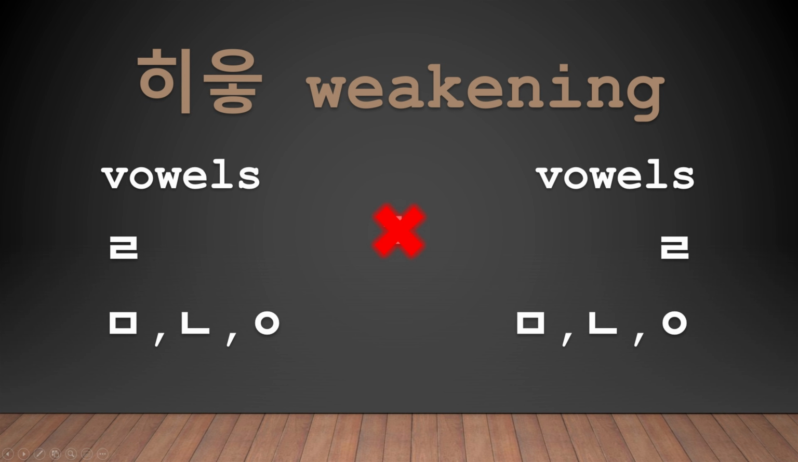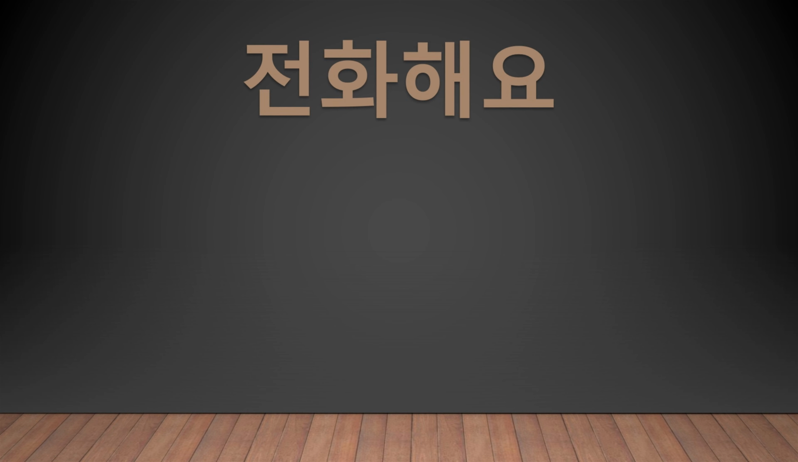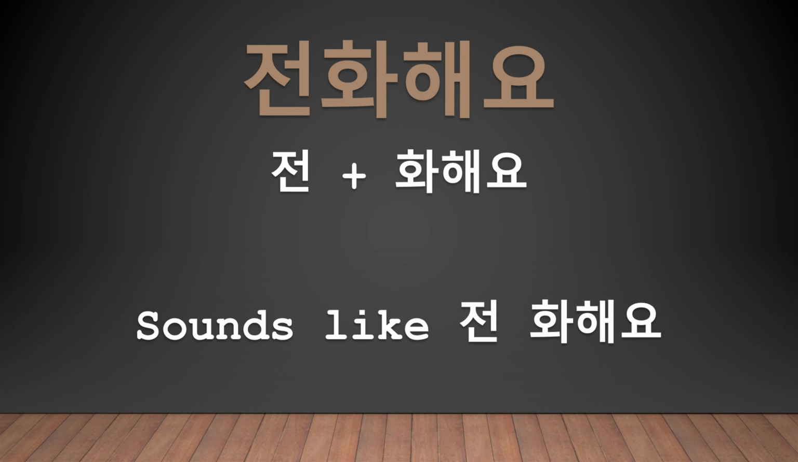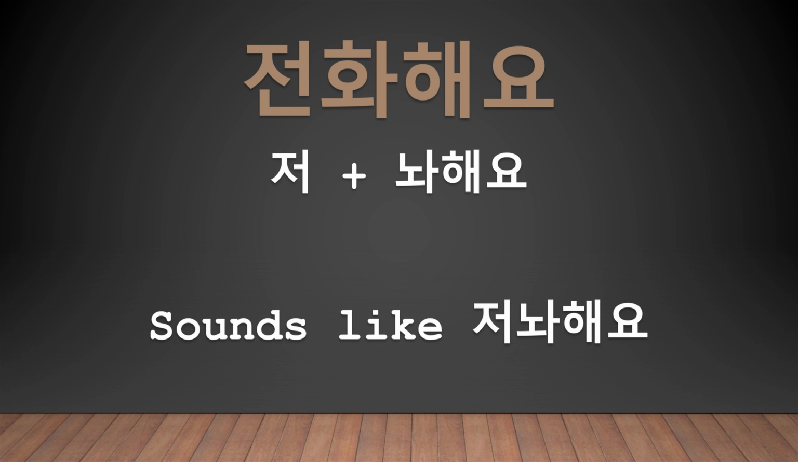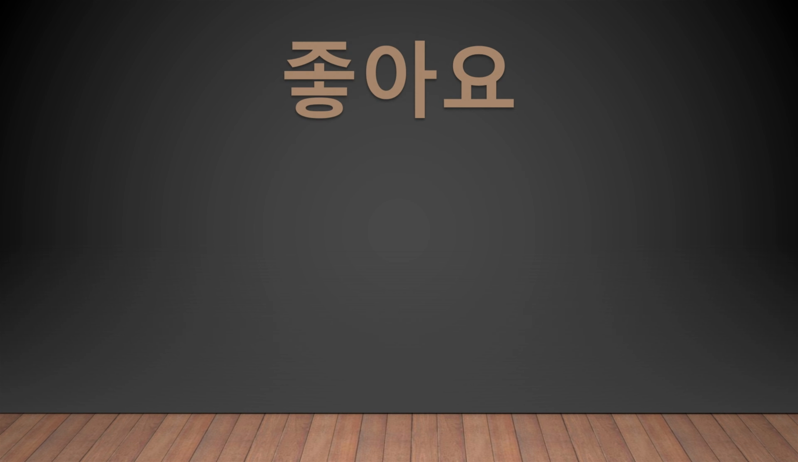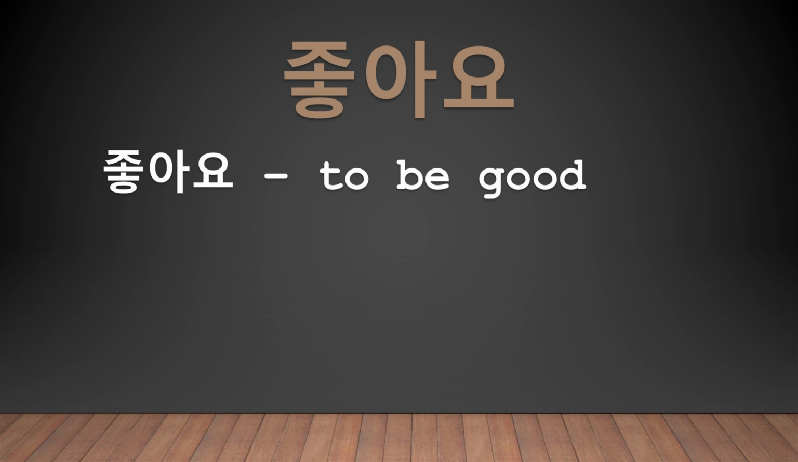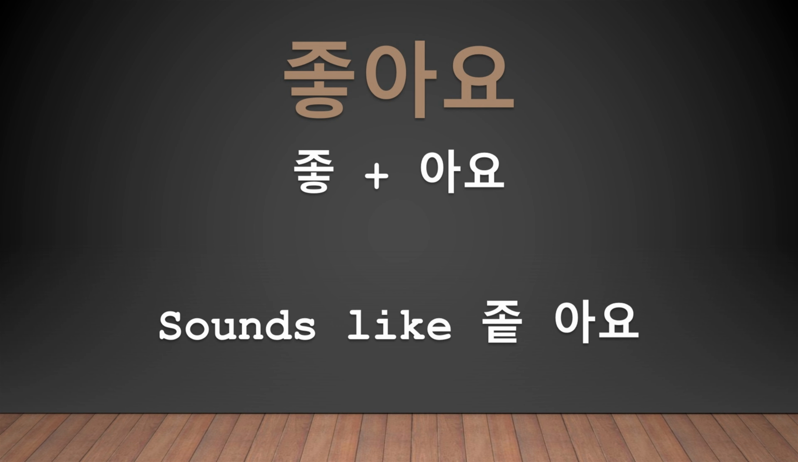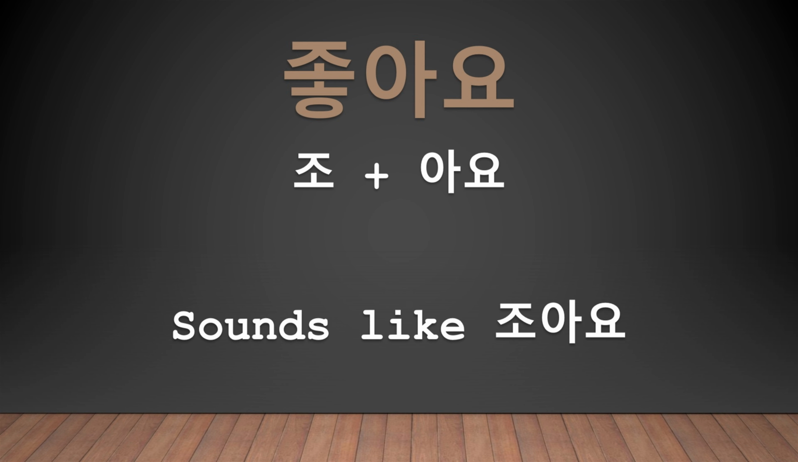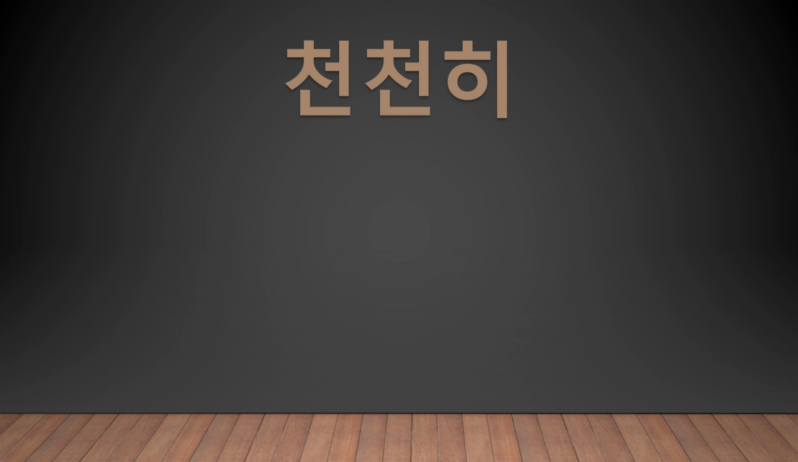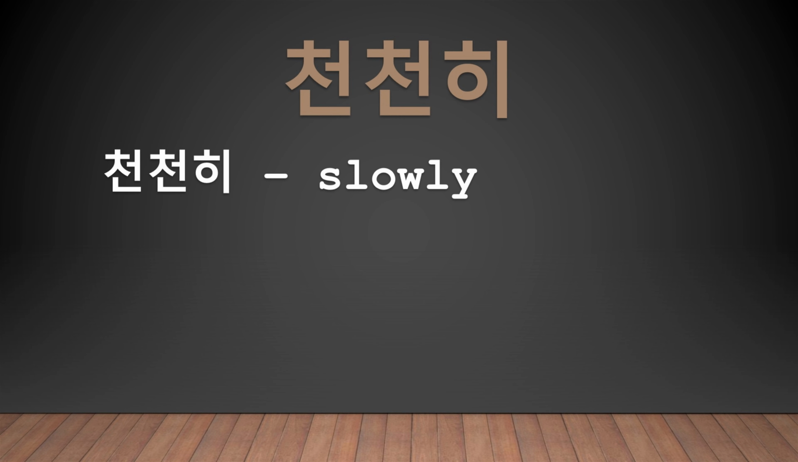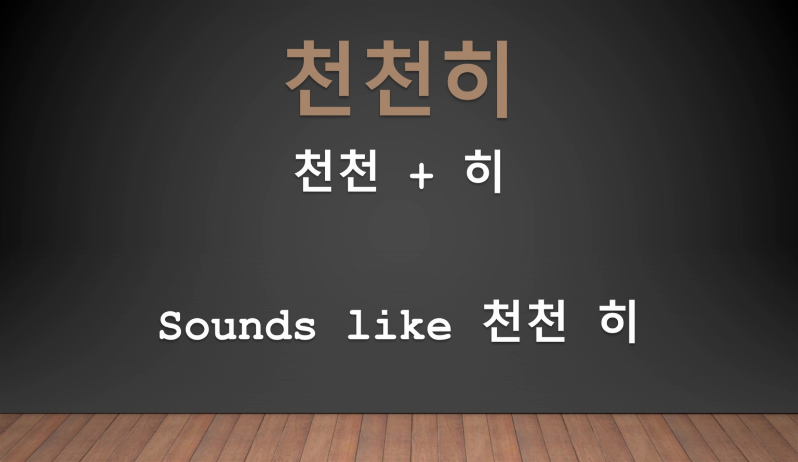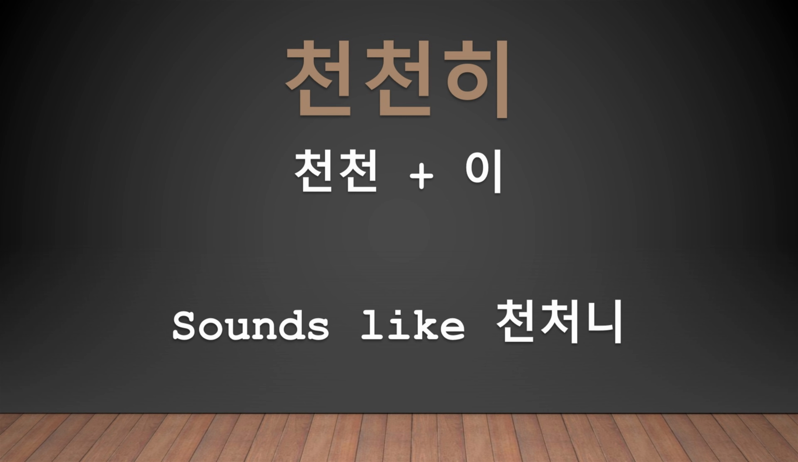Some other examples of this would be 전화해요, meaning to make a call. 전 and 화해요. 전화해요 is pronounced as 전화해요. 좋아요, meaning to be good. Looking at each syllable separately, the pronunciation would be 촉 and 아요. 촉, 아요, but it's pronounced as 좋아요. 천천히, meaning slowly. 천천 and 히. 천천, 히 is pronounced as 천천히.